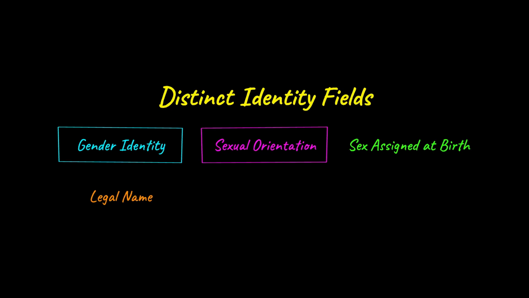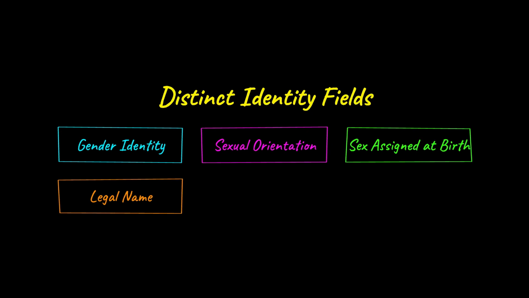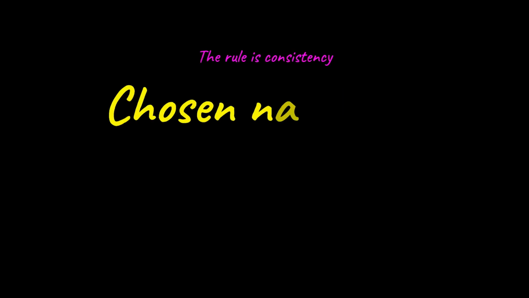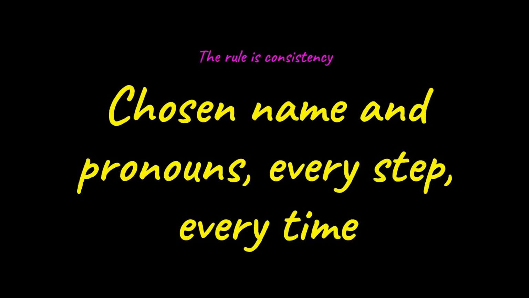It also helps to keep terms distinct. Gender identity is how a patient identifies. Sexual orientation is who they're attracted to. Sex assigned at birth serves clinical purposes like screening, and legal name belongs on government documents only. When a slip happens, a brief correction is enough. No lengthy apology needed, just the correct name going forward. The correct answer on exam day is always the one that applies chosen name and pronouns consistently across the entire visit.